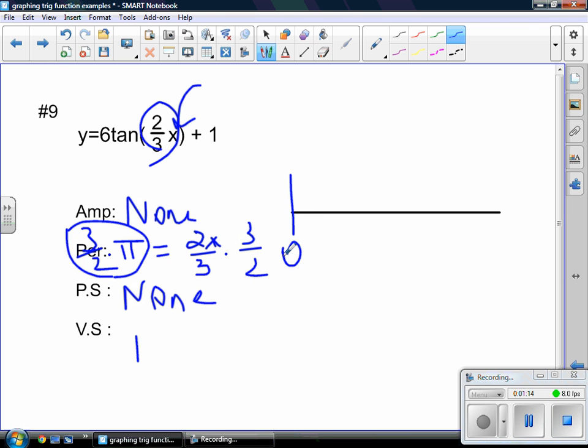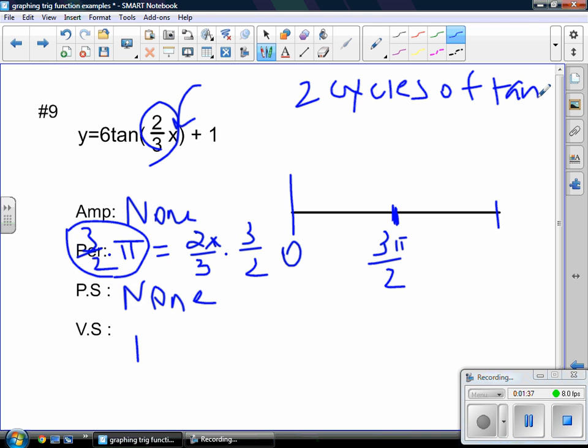Now, I always want to show 2 cycles of tangent. So one cycle of tangent, or one period length of tangent, would be about halfway through. Right? So this is going to be the period. So 3 pi over 2 is going to be right in the middle. Because I always want to show 2 cycles of tangent. Okay? And one period is how long it takes to get through one cycle. So there we have 1. And I'm going to double this.